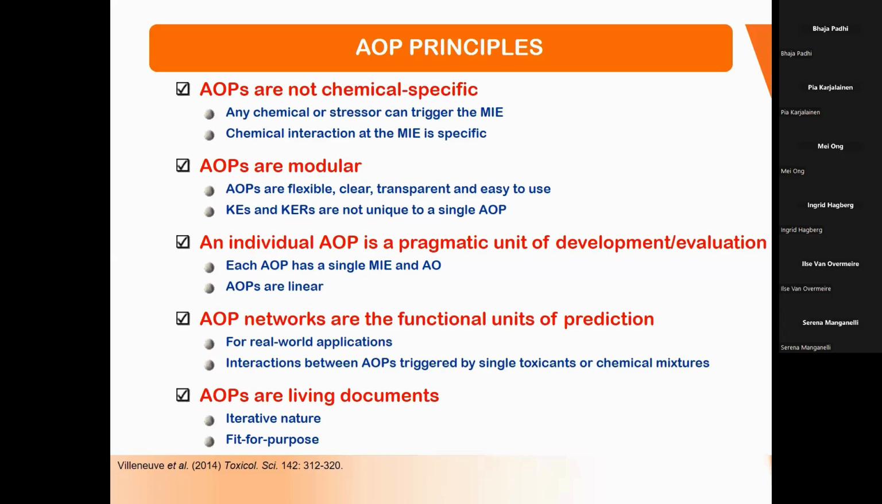Now, a couple of years ago, these AOP principles have been introduced. You can see them here. There are 5 of them. So the first one says that an AOP is not chemical specific. So very often I hear that people construct an AOP for a chemical. No, that's not correct. The idea is that any chemical or any stressor can trigger an MIE in an AOP. And it's not the chemical, but rather the chemical interaction at the MIE that is specific. So if you want to build what people call a chemical-specific AOP, that usually is not an AOP, but what we call a mode of action.